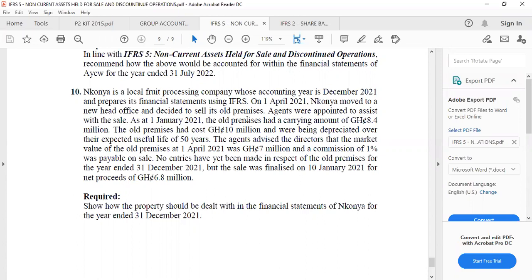What was the accumulated depreciation up to January 1, 2021? It will be 10 minus 8.4, isn't it? As at January 1, 2021, it will be the total cost minus the carrying amount as at that date. That's 10 million minus 8.4. Exactly. What are you getting?